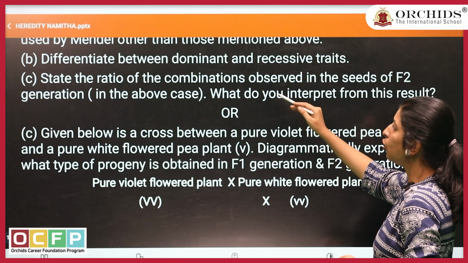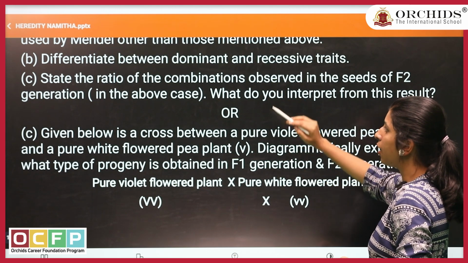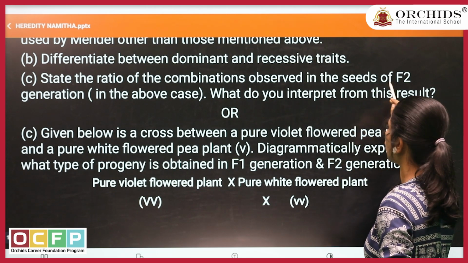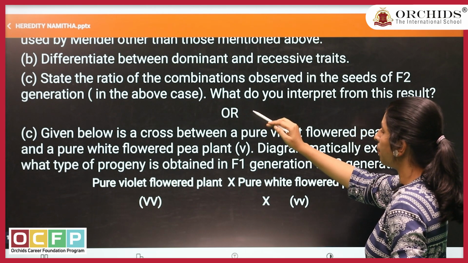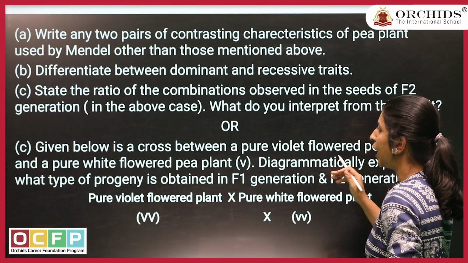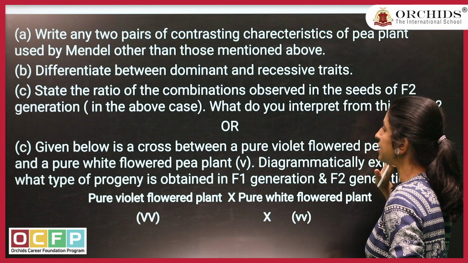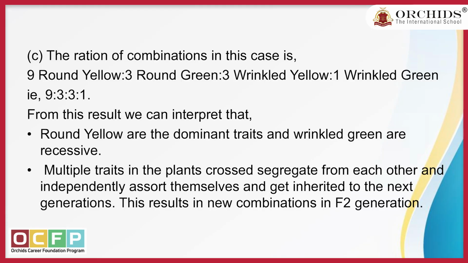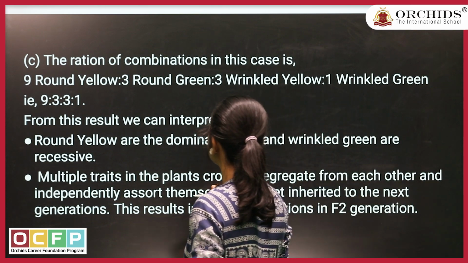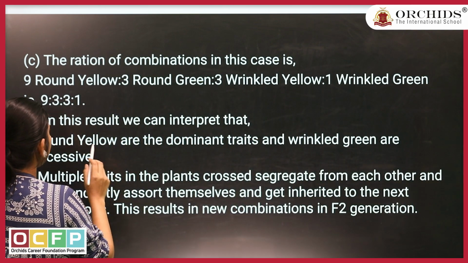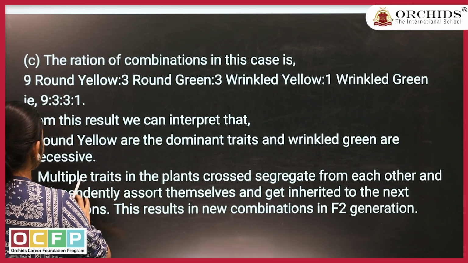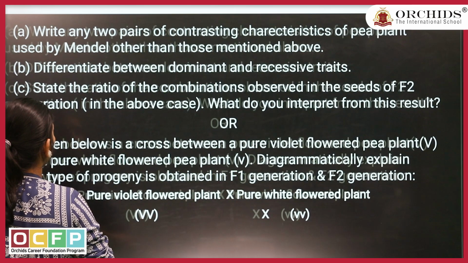Now we have 2 options for question C. First is state the ratio of the combinations observed in the seeds of F2 generation in the above case. What do you interpret from this result? Now let's see the answer for the C question. The ratio of combinations in this case is 9 round yellow, 3 round green, 3 wrinkled yellow, 1 wrinkled green. That is 9:3:3:1.